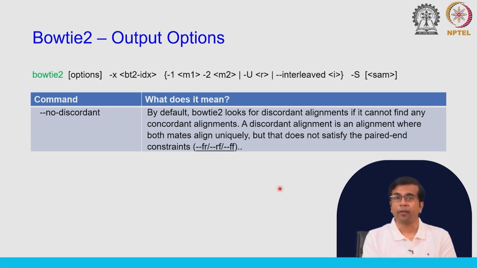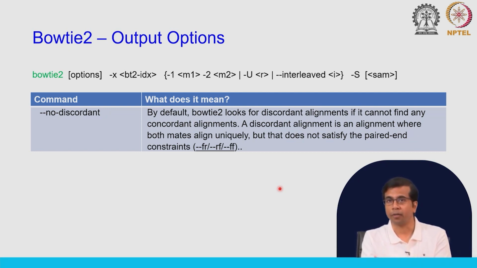You can also mention --no-discordant, right. If you do not want discordant mapping, you can simply say so, and it will stop at concordant mapping. If there is no concordant mapping, it will just discard those reads and not do the discordant mapping. In some applications, if you are not interested in looking at structural variants or some sort of recombination, you probably would not do this discordant mapping. So, you can mention this, and this will speed up the process even further, right. It will not try to do the concordant mapping, then discordant mapping, and then the individual mapping.